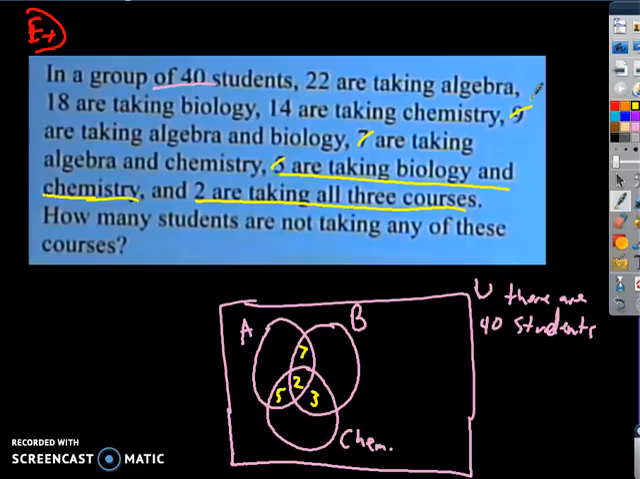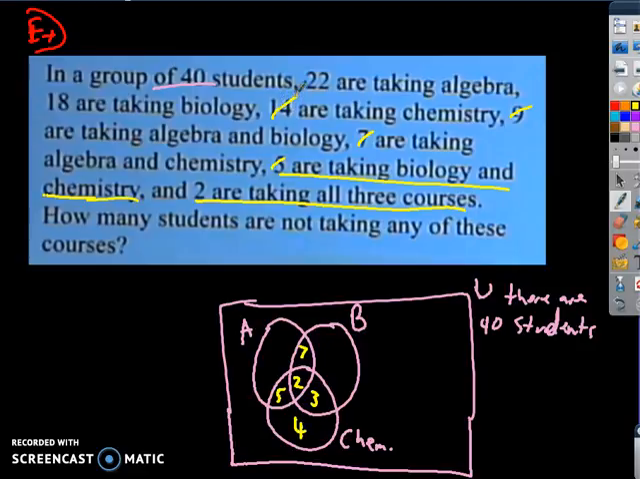And then 14 are taking just chemistry. So here's my chemistry class. And of the 14, I have 5, then another 5, so there's 10 used, leave you with 4 left. And then biology, so that's used.